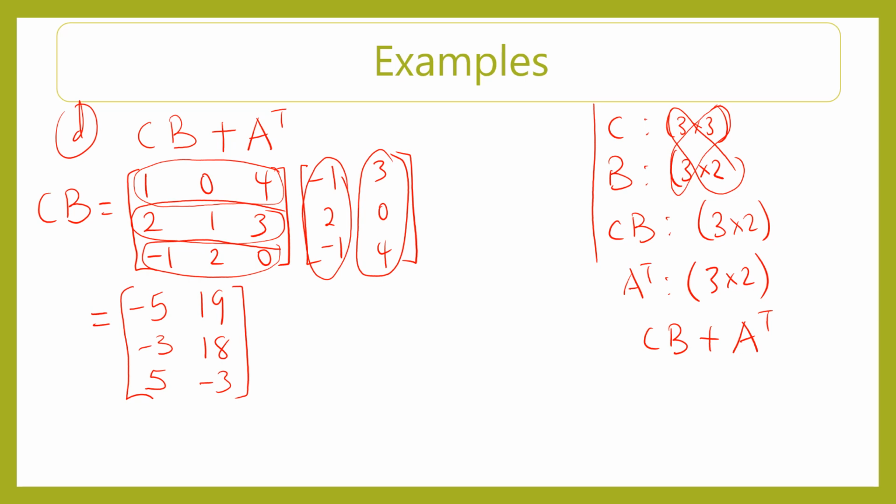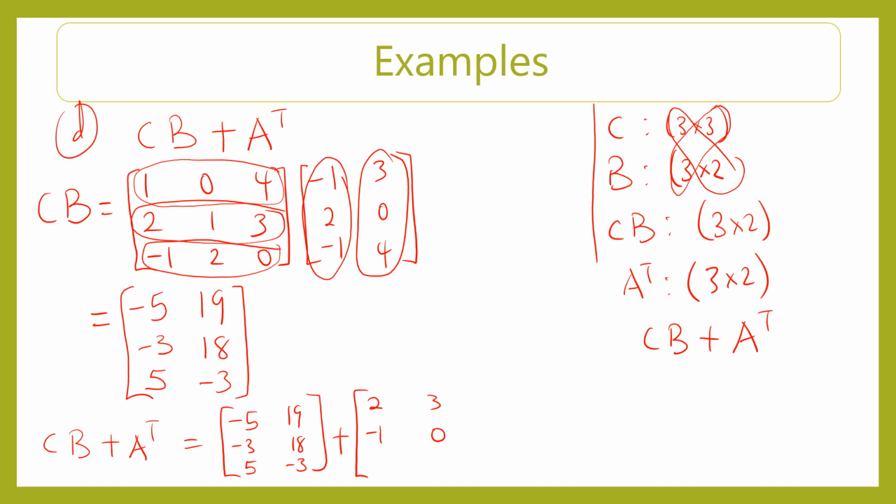Now let's add it to A transpose. So CB plus A transpose will be, now the result we got for C times B is minus 5, 19, minus 3, 18, 5, minus 3. If I add this up, I'm going to add it to A transpose, which we've obtained before, which is 2, 3, minus 1, 0, and 4, 5.